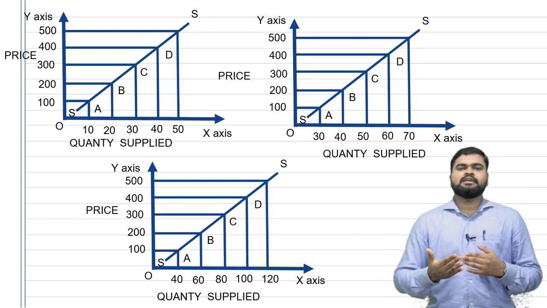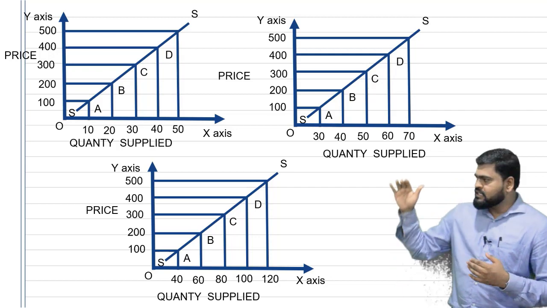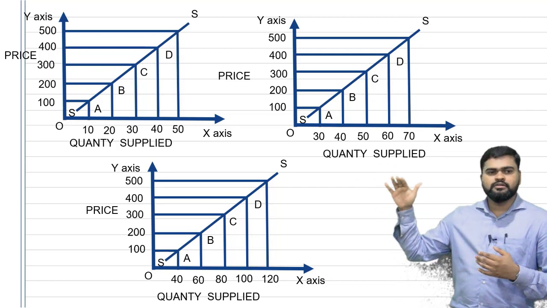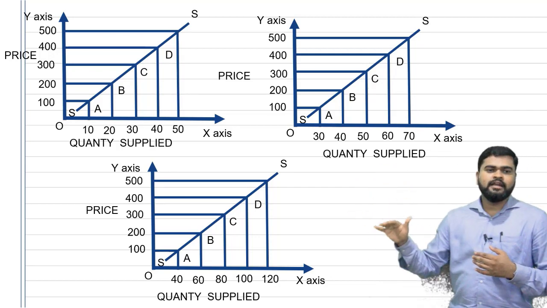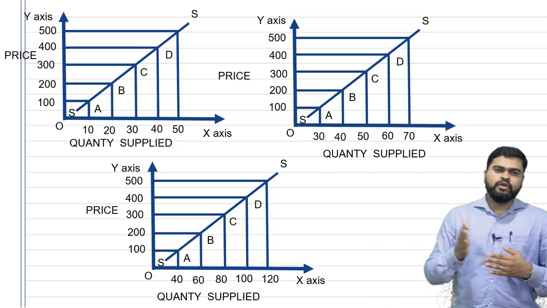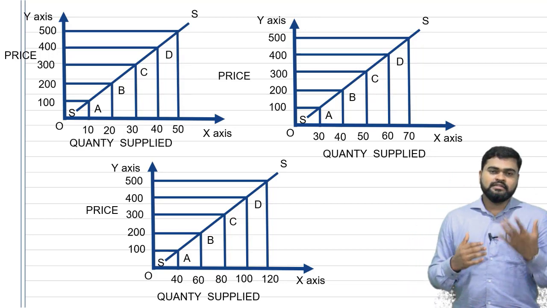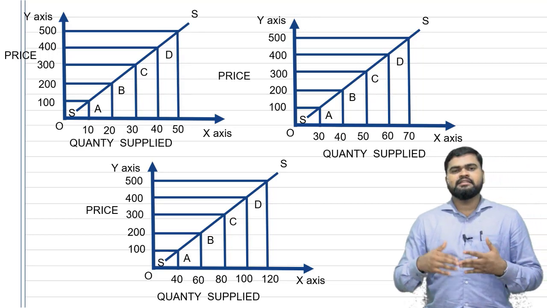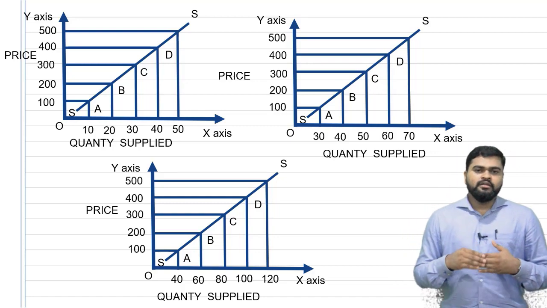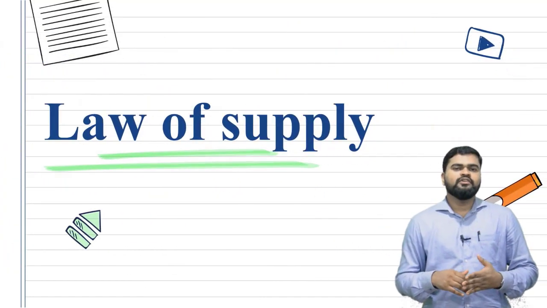when price increases, quantity supply also increases, and vice versa. When price decreases from 500 to 400 to 300, 200 and 100, quantity supply also decreases from 120 to 100 to 80 to 60 to 40, which again says that there is a direct relationship between price and the quantity supply. Next, move on to the very important concept, that is the law of supply.